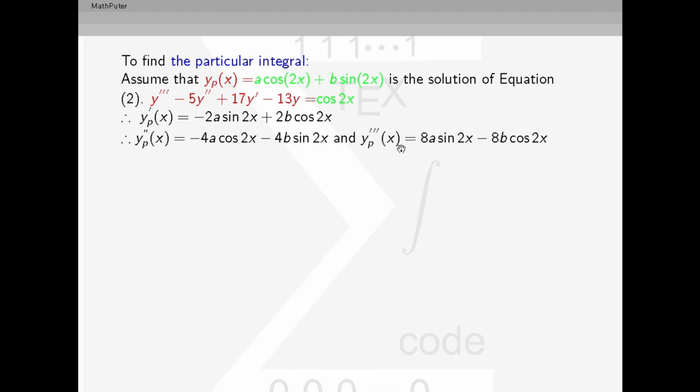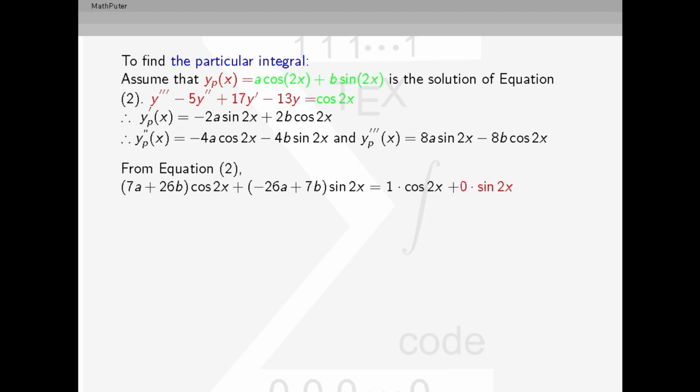You can verify the answer. Let us substitute here: the third derivative of y minus 5 times the second derivative of y plus 17 times the first derivative minus 13 times y, which gives me 7a plus 26b times cos 2x plus (minus 26a plus 7b) times sin 2x, is equal to cos 2x, which has coefficient 1, plus 0 times sin 2x. Okay, the left hand side part is this. This is homework, how I am getting this.